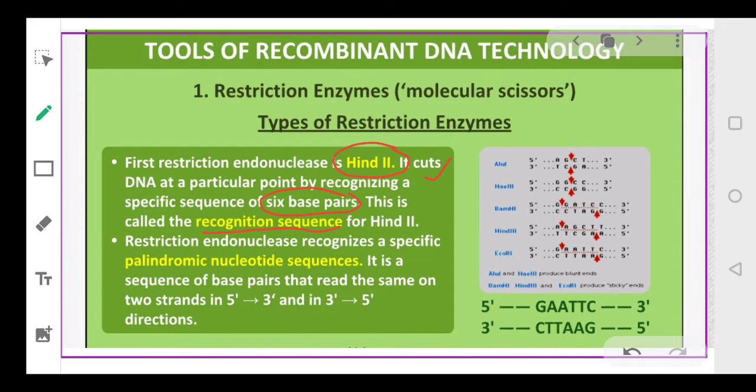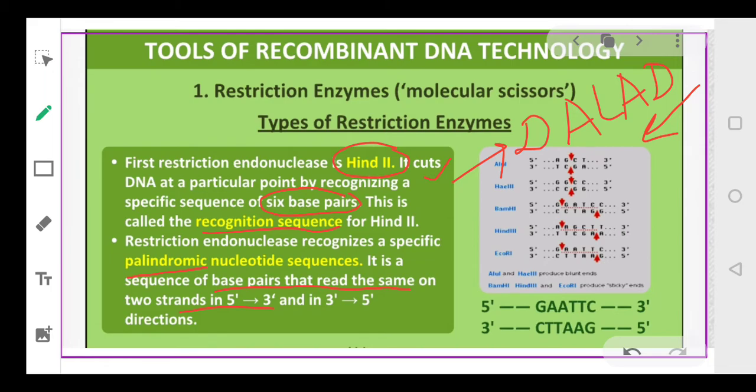Now your restriction enzymes, dear students, they can also recognize certain sequences which are called palindromic nucleotide sequences. They are referred to as palindromic nucleotide sequences. Means the sequence or the base pairs that read the same on both the strands, whether you read it from the 5' to 3' or from 3' to 5' direction. Let's take a very simple example. Suppose if I use a word, "dad", okay, now read it from here, it will be "dad", and if you read it from this side, it will also be "dad", right? So you can read from both the sides, but the word will remain same.